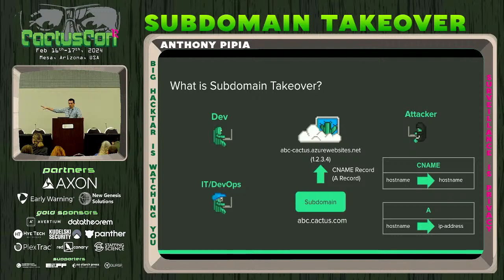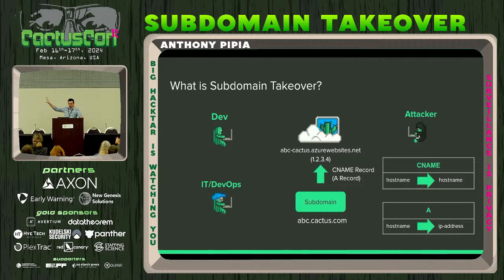Same exact deal, except it's specifically pointing to an IP address. In this example, I've got two example records. We've got abc.cactus.com pointing to the Azure websites. That's a CNAME record. And then there's an A record where abc.cactus.com is pointing to the IP address 1234, okay? So these are two types of DNS records. If you look at subdomain takeovers and do research online, you'll probably see that most people talk about CNAME records when it comes to subdomain takeover. I don't see a lot of talk about A records, but it can happen with A records, and we'll get more into that later.